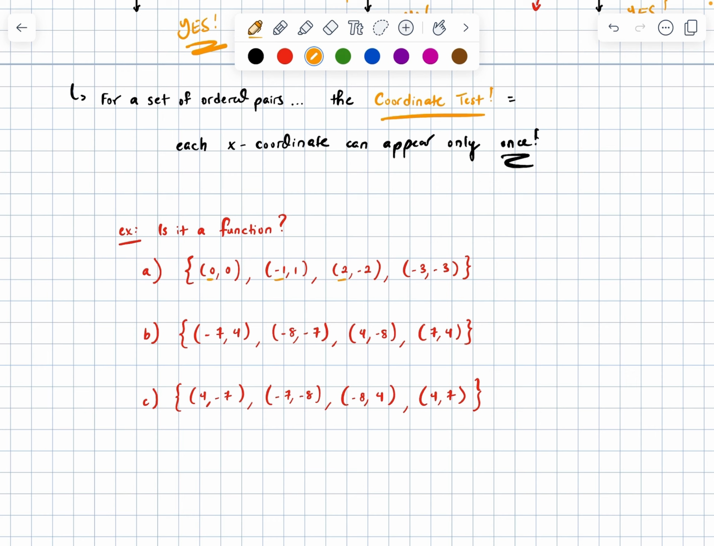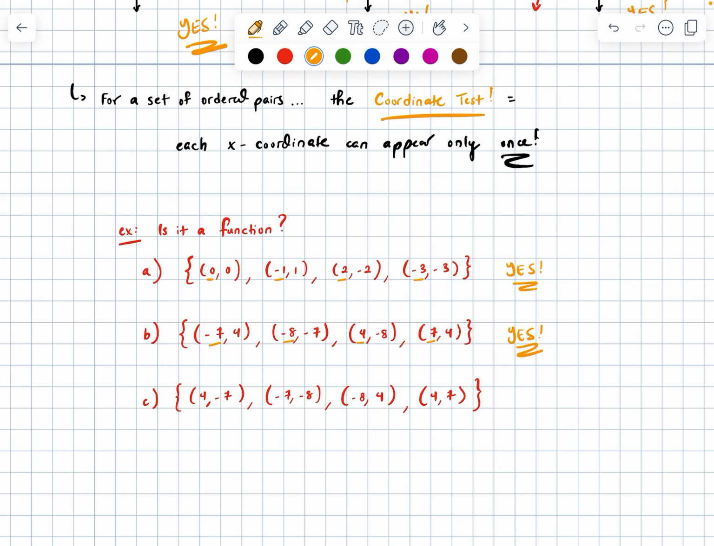Alrighty. Well, looking at A, I have 0, -1, 2, and -3 in my x slot. Here, all of those are distinct inputs, so it doesn't even matter where they're going. I can say, yes, absolutely, this is a function. Same thing for B, -7, -8, 4, and 7. These are all different numbers, so they're all distinct inputs.